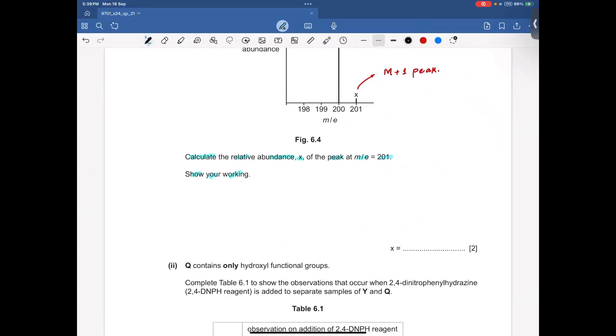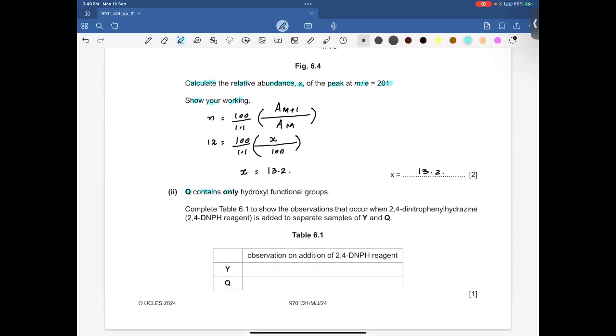So the formula is number of carbon atoms equals 100 over 1.1 times the abundance of M plus 1 peak, which is not given and which we need to find out, over the abundance of the molecular ion peak. The number of carbon atoms is 12, 100 over 1.1 is fixed, the abundance of M plus 1 peak we need to find out, and the abundance of the molecular ion peak is 100. So the value of X from here is going to be 13.2. I hope it makes sense to you.